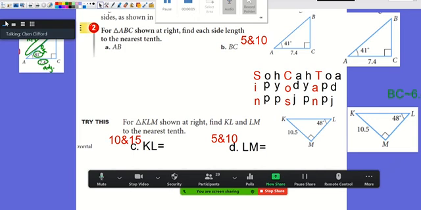So this lesson is very similar to what you learned. Actually, it's not even very similar. It is straight up what you learned in IM2.